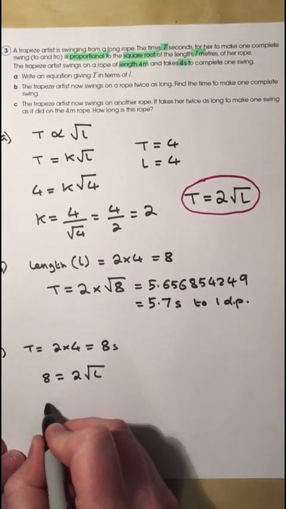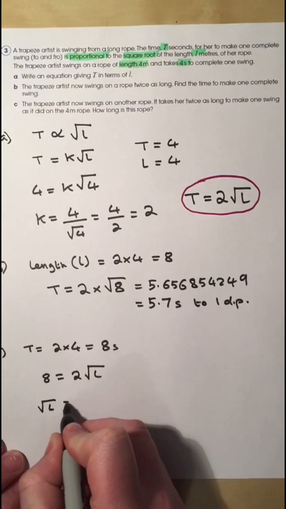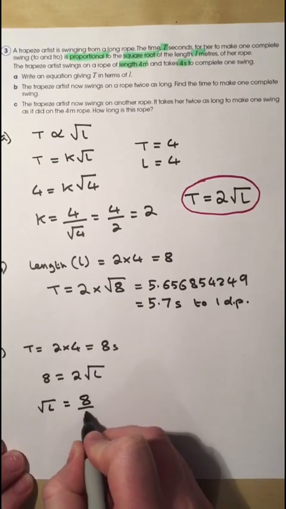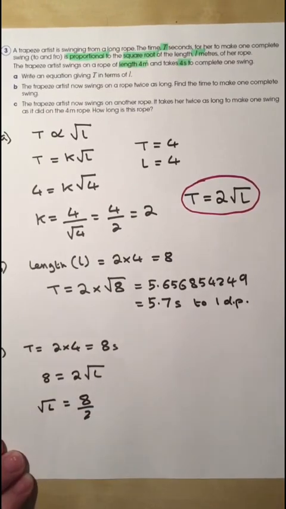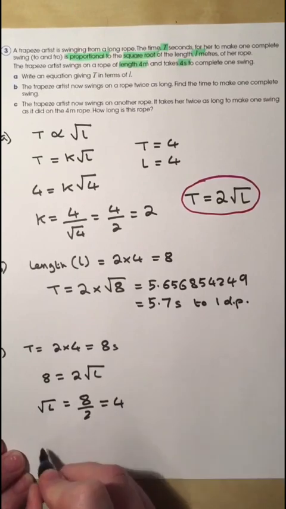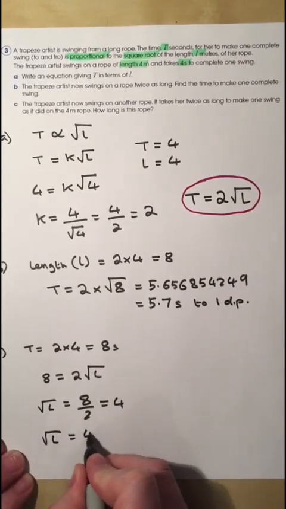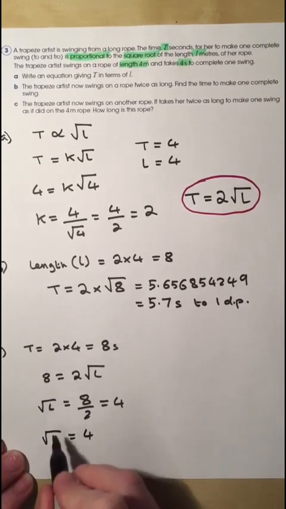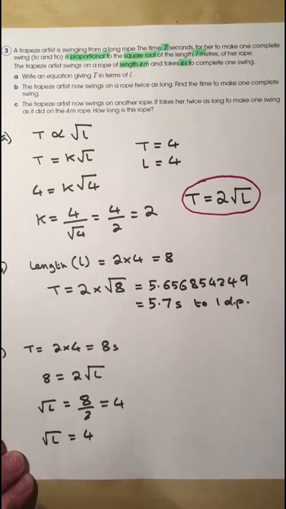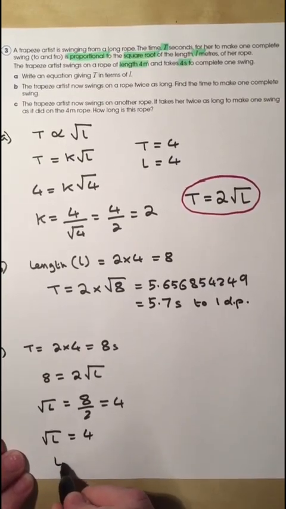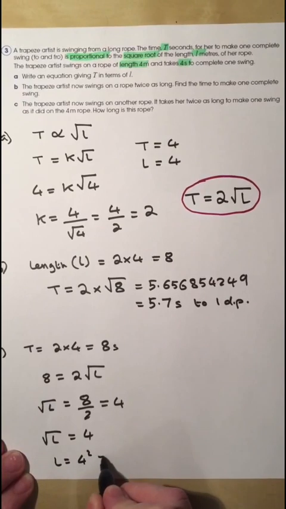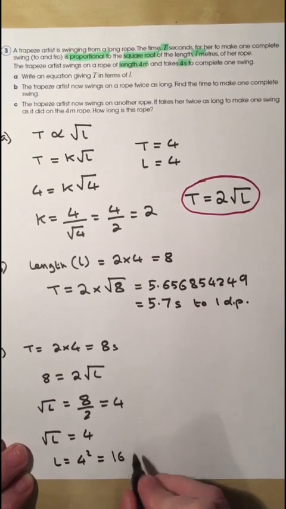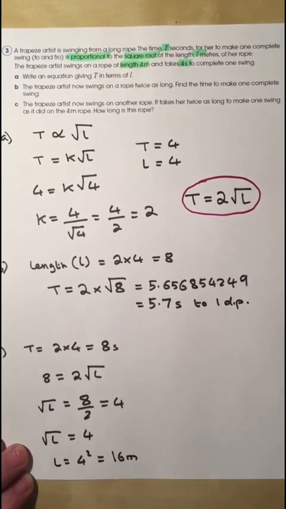the square root of L equals 8 divided by 2. That 2 goes over there and becomes divided by. So the square root of L equals 4. To find out what the value of L is, you square both sides, because that's the inverse of square root. So L equals 4 squared, so L is 16 meters.